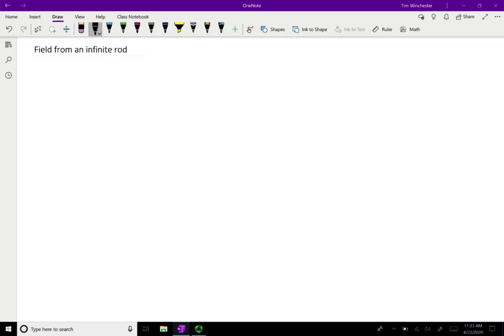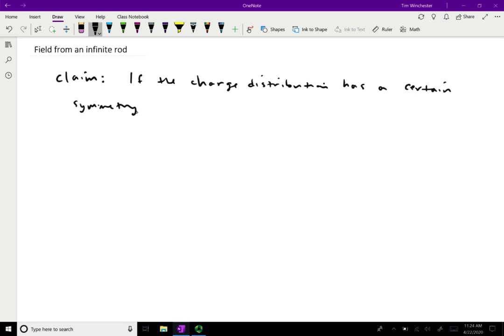In this video, I'd like to demonstrate how we can use Gauss's law in order to figure out the electric field in a particular situation. So the basis for this argument lies in symmetry. So I'm going to make a claim here. The claim is that if the charge distribution has a certain symmetry, then so does the electric field.